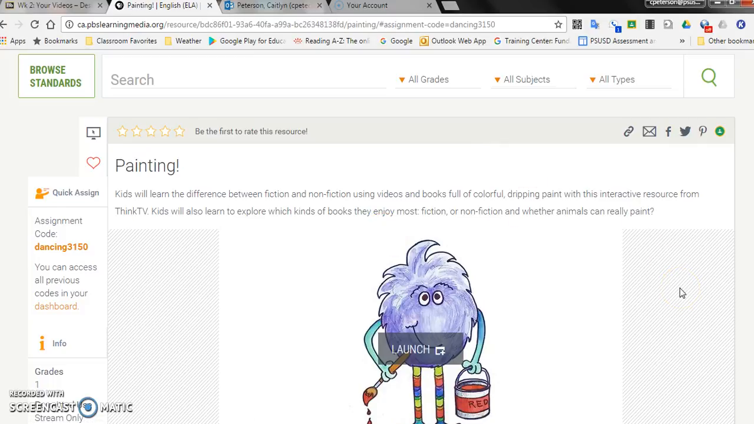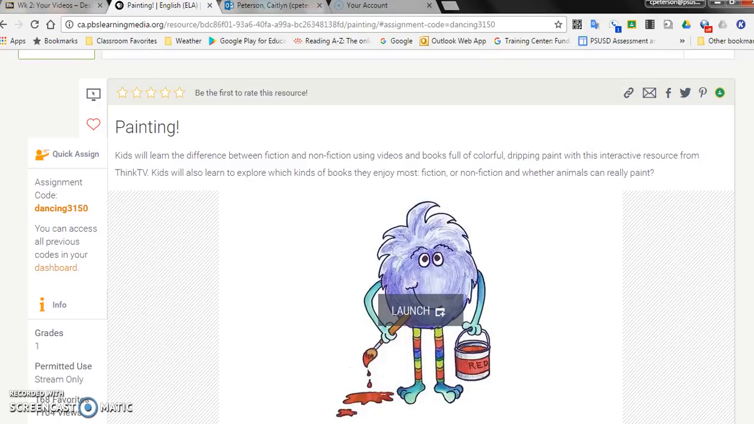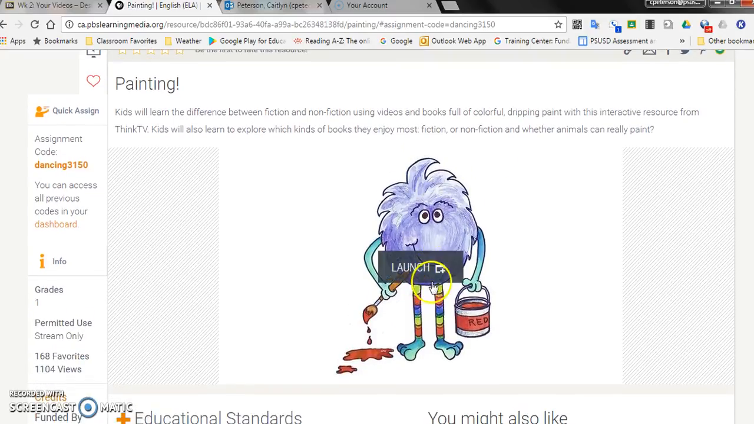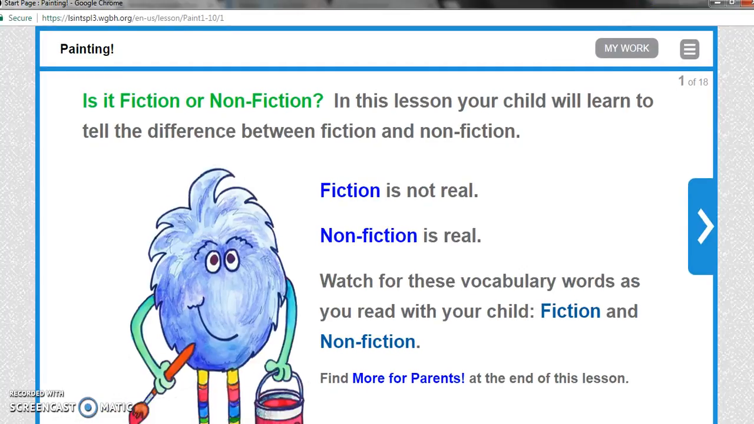Which, in teaching first grade, I have students who even to this day, we're halfway through the school year, are still really struggling with the concept of fiction versus nonfiction. So that's what this lesson is really discussing and giving students the opportunity to explore. So I went ahead and opened this up just to see what it was about.